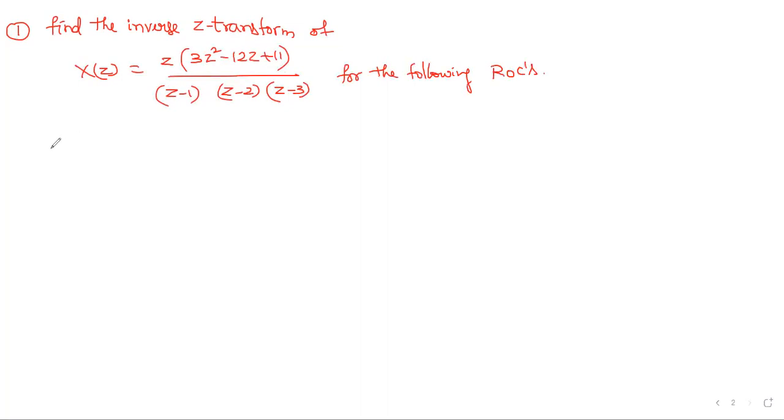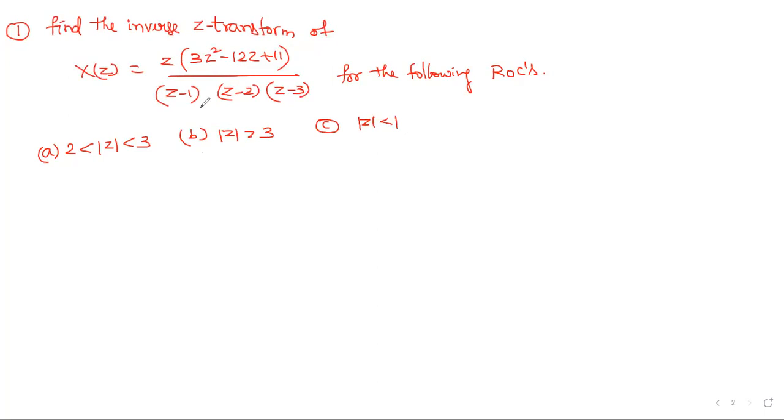That means they will use ROCs like this: A, 2 less than mod z less than 3. B, mod z is greater than 3. C, mod z is less than 1.